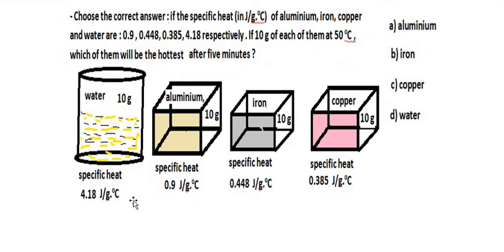Here are many substances: aluminium, iron, copper, water, and so on, of equal masses but different substances, and each substance has its own specific heat. Here are the specific heats of each substance. Water has the highest specific heat, so when it is heated, it is heated slowly. Metals are heated faster, especially copper. Copper has the smallest specific heat, which means that it is heated very fast, while water is heated very slowly.